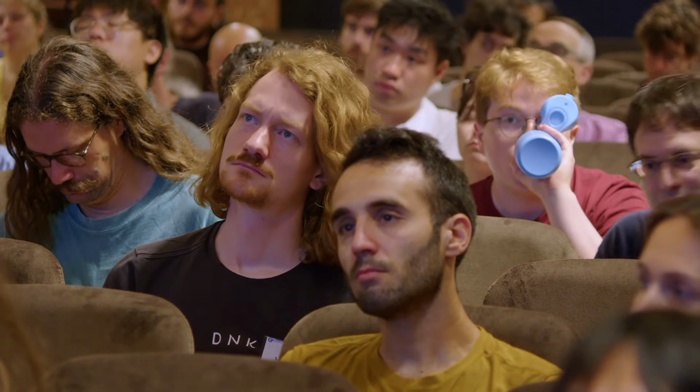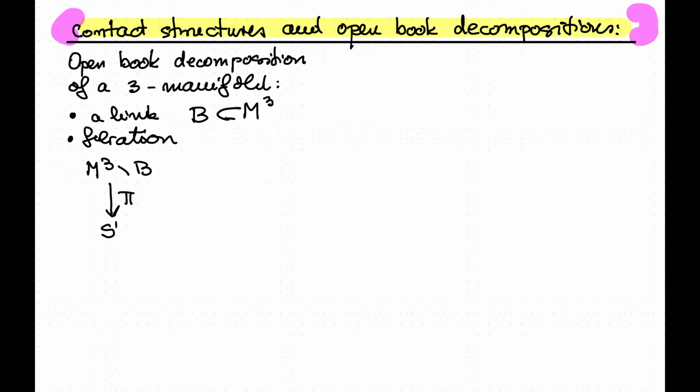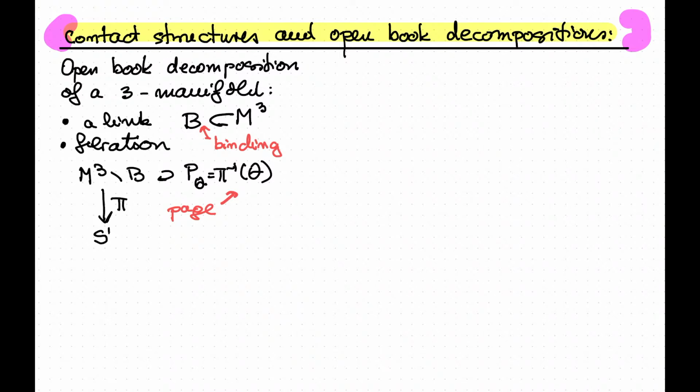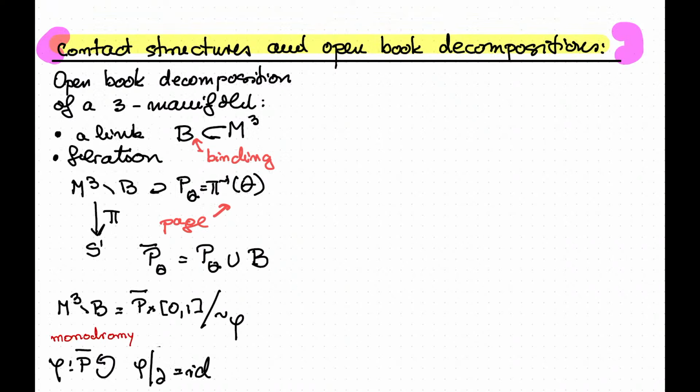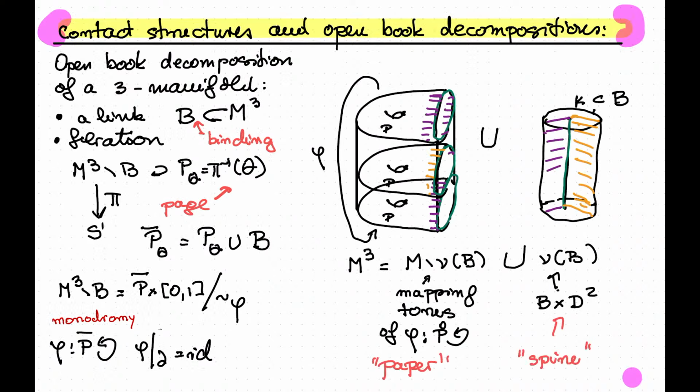So what's an open book decomposition for a three-manifold? First of all, in the three-manifold, you find the link that I'm going to call B. And a fibration of the complement of B over S1, we call B the binding. The preimage of a point theta under this fibration pi is what's called a page. So the closure of the page contains the binding, and then it's a closed page.